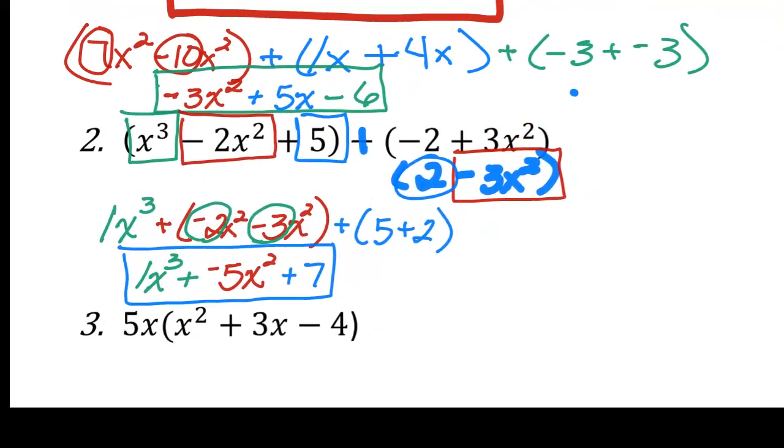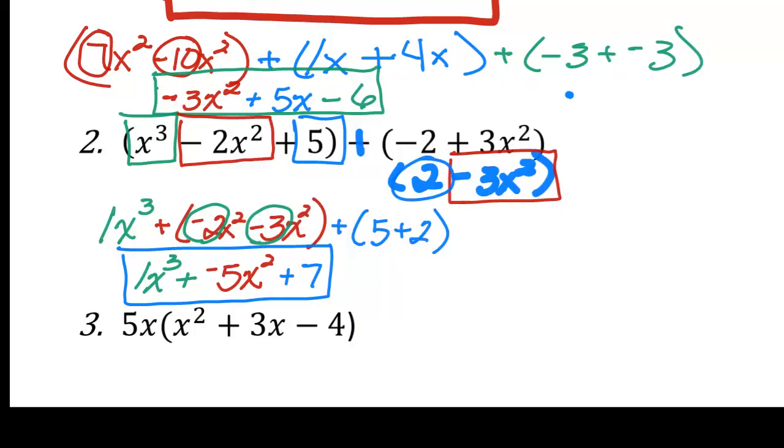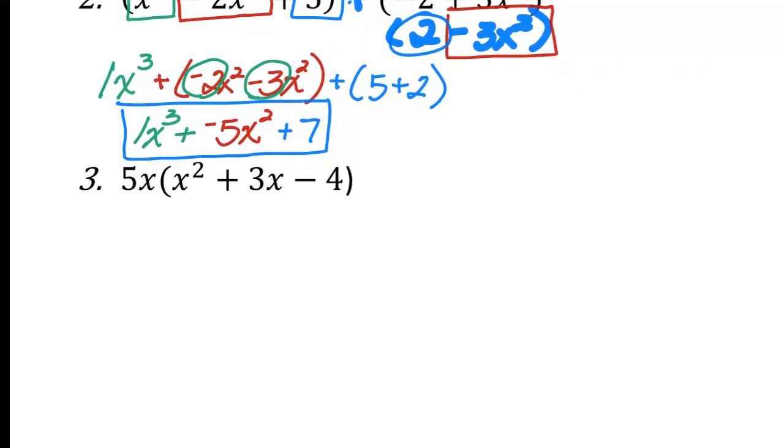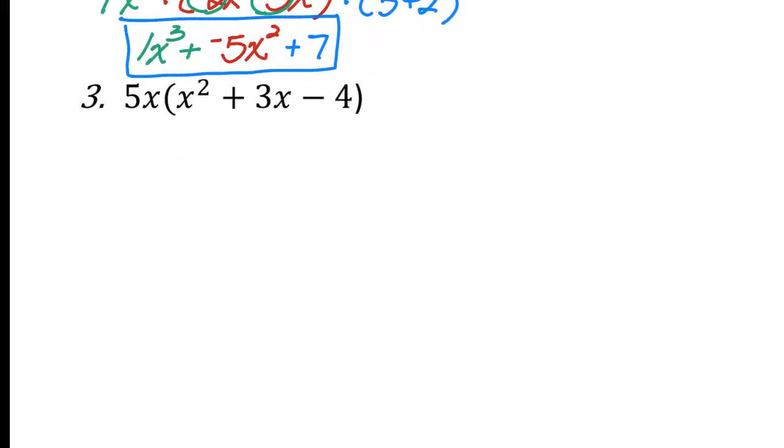So remember, there is no subtraction. You change it to adding the opposite. And it's the opposite of everything in that set of parentheses. Okay? And the last one, what do I have to do for this polynomial? Distribute. And when I distribute, what operation am I using? Multiplication. So you go ahead and see if you can multiply that.